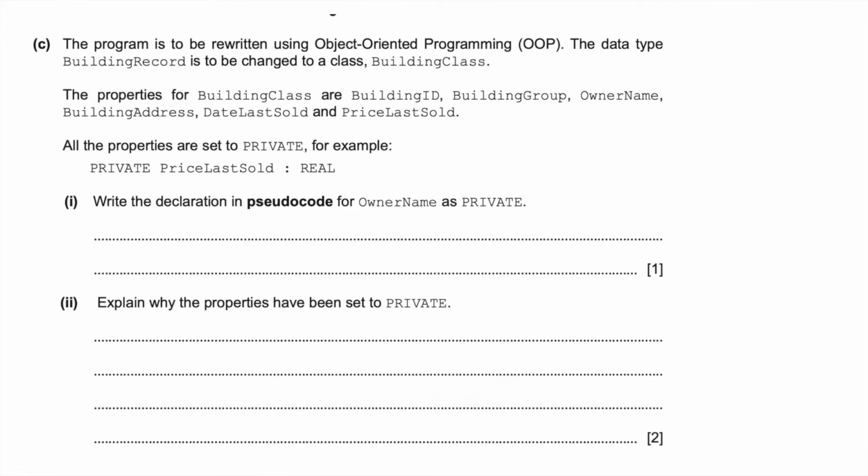So right here it says the program is to be rewritten using object-oriented programming. So that's our building record example we looked at before. The data type building record is to be changed to a class, building class. The properties for building class are building ID, building group, owner name, so you've got all of these right here. All properties are to be set to private, and we're just going to solve this problem right here. Write the declaration pseudocode for owner name as private. So we're just going to have private, remember that's a private access modifier, owner name, and then I guess that would be a string.